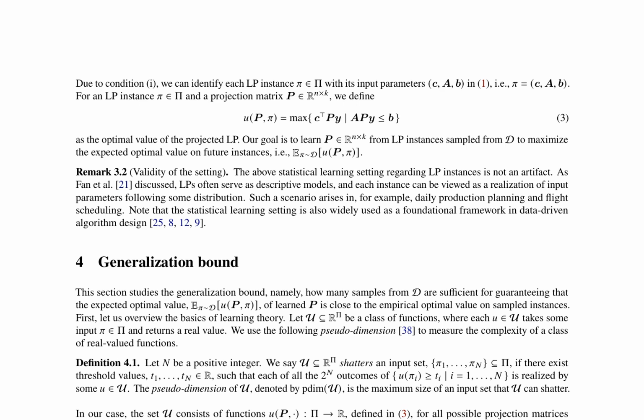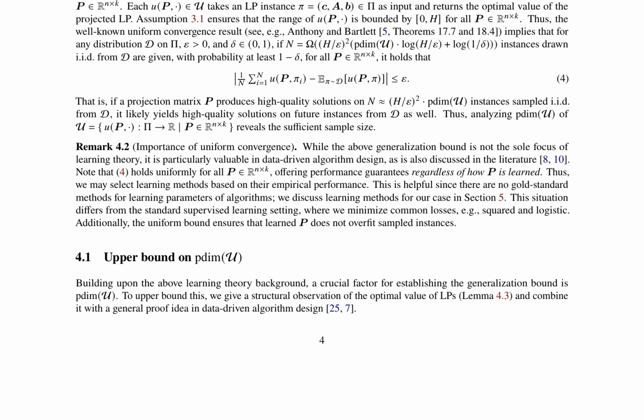To establish the generalization bound, the authors upper bound the pseudo-dimension of the set U, comprising functions that take an LP instance as input and return the optimal value of the projected LP. A structural observation of the optimal value of LPs is combined with a general proof idea in data-driven algorithm design to achieve this goal. Specifically, the authors leverage concepts from learning theory, including pseudo-dimension and uniform convergence, to provide insights into the complexity of the function class U and its implications for learning projection matrices P.